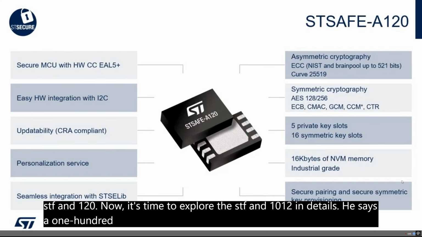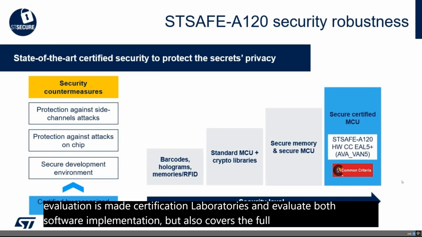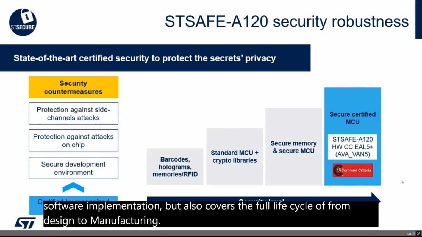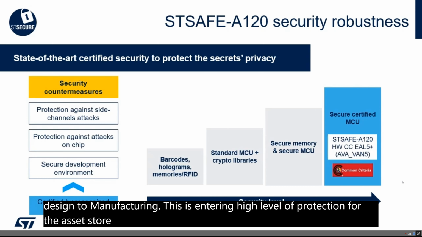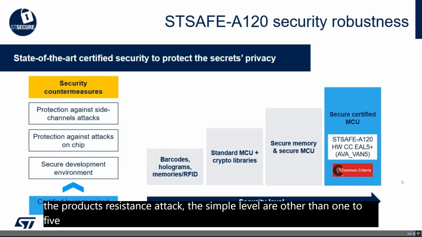Common Criteria evaluation is made by certification laboratories and evaluates both software and hardware implementation, but also covers the full life cycle of the product, from design to manufacturing. This ensures a high level of protection for the cryptographic assets stored and used by the secure element. The plus in the evaluation indicates the product's resistance to physical attack. The sublevels are AVA_VAN 1 to 5. STSAFE-A120 offers state-of-the-art security with the Common Criteria EAL5+ AVA_VAN.5 certificate.